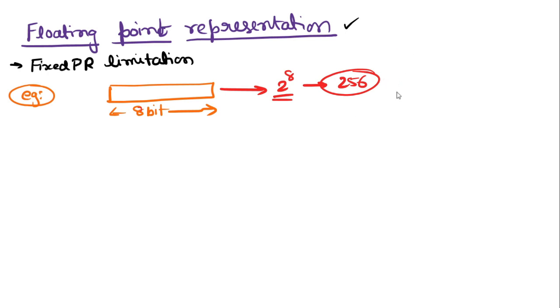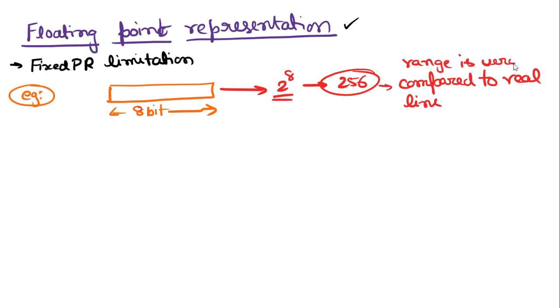Now tell me one thing, compared to a real line, is this number big? Is this number big compared to the real line? This is a very small number, right? The range is very small compared to the real line. That means that if we are using 8-bit registers, and there was a time when we were using 8-bit registers, we can just represent 256 numbers out of this entire real line, right? And this is actually very few numbers.